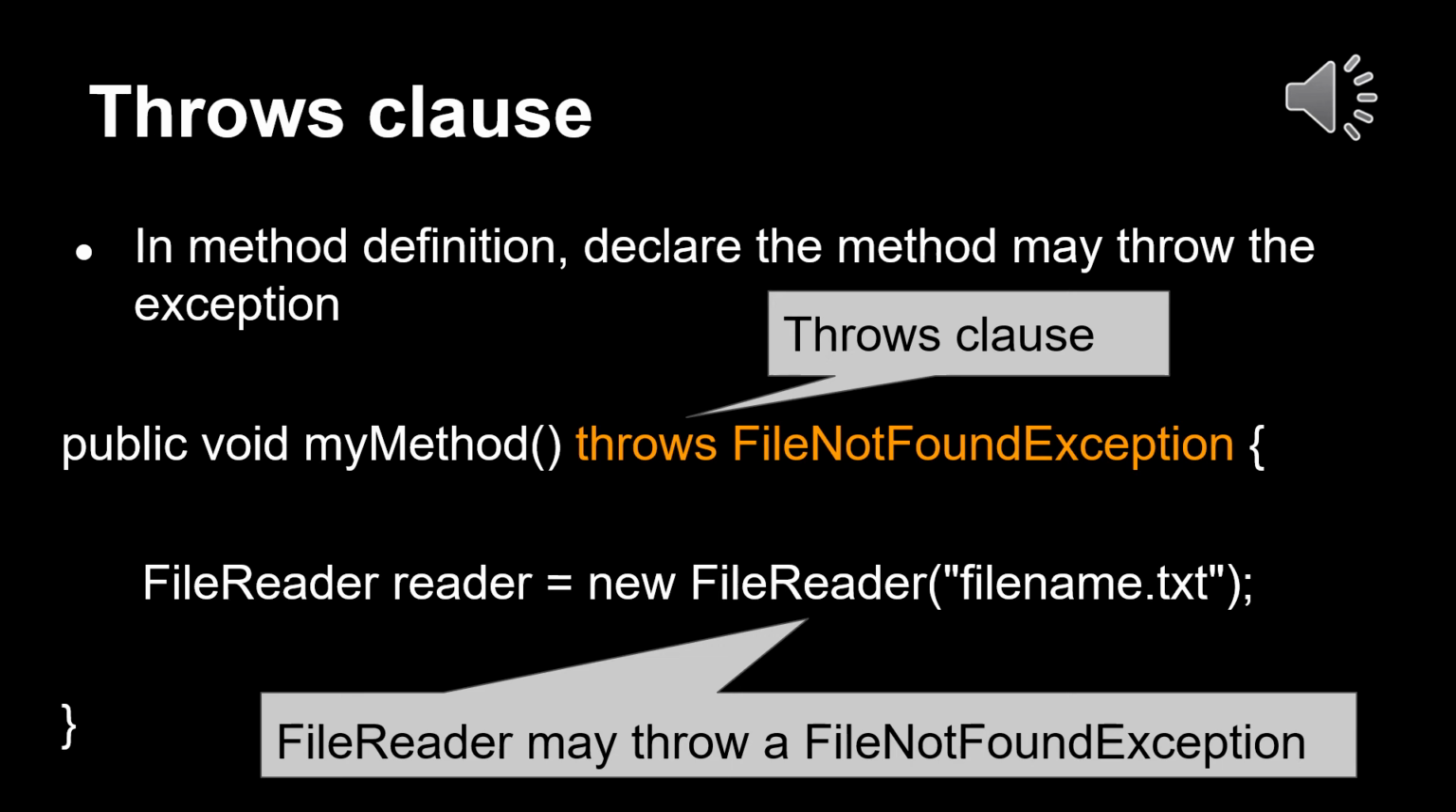So my method in this slide is choosing to handle the checked exception, FileNotFoundException, thrown by the FileReader constructor. And the way we're choosing to handle it is a throws clause. So this is one way of handling a checked exception, or any exception, is just putting the throws clause right after the parameter list in the method definition.